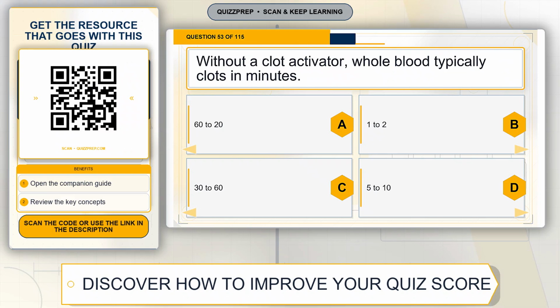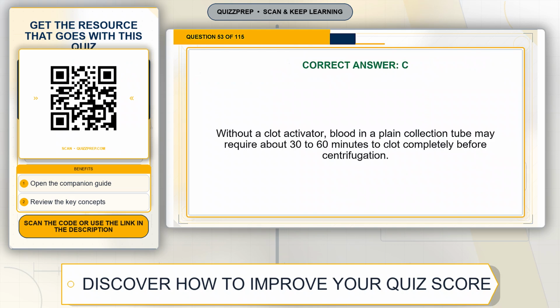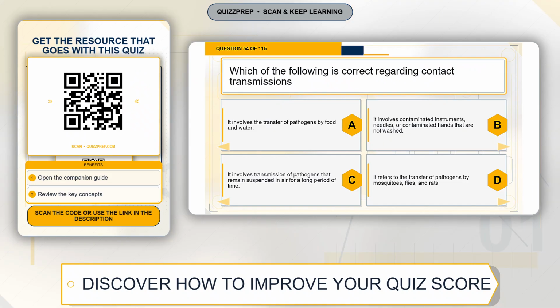Question 53. Without a clot activator, whole blood typically clots in minutes. Option A, 60 to 20. Option B, 1 to 2. Option C, 30 to 60. Option D, 5 to 10. The correct answer is option C, 30 to 60. Explanation. Without a clot activator, blood in a plain collection tube may require about 30 to 60 minutes to clot completely before centrifugation.